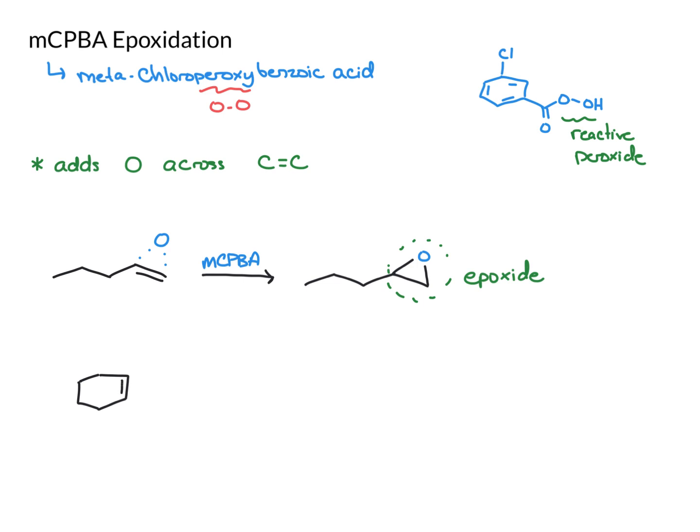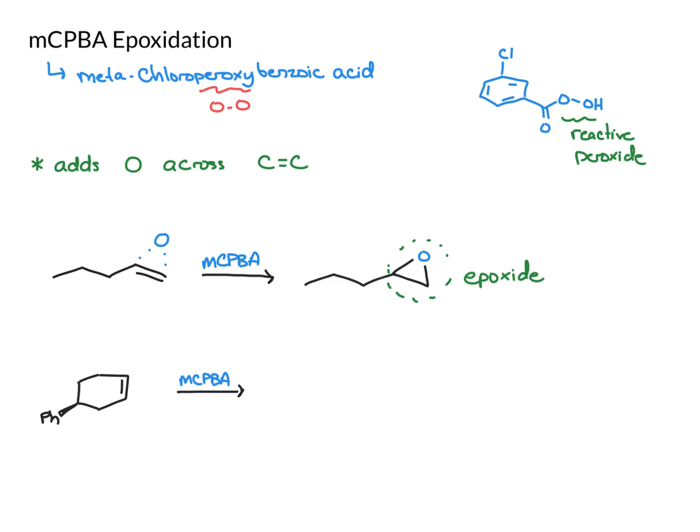So let's say we have this ring here, and we're going to add mCPBA to it. So this oxygen can add from either side of the ring. It can add from the top, the same side the phenyl was on, or from the bottom. Just like you have two sides of a paper, this planar double bond has two sides as well.